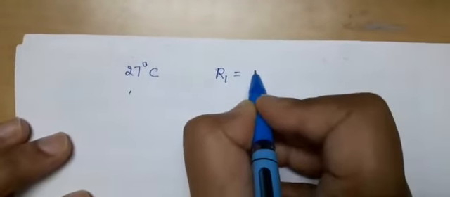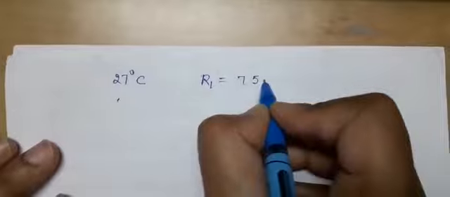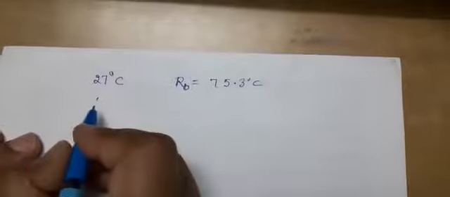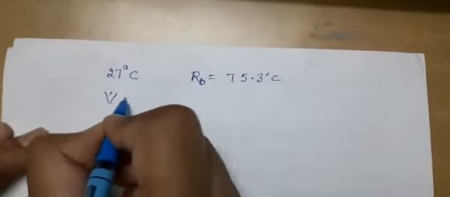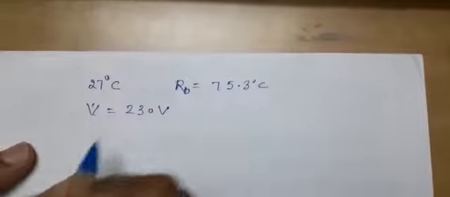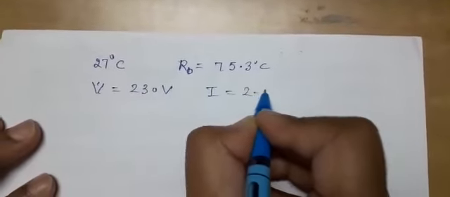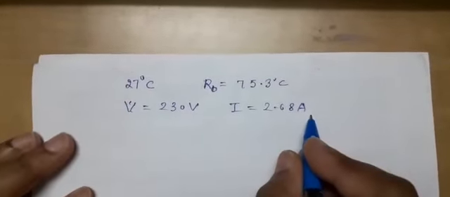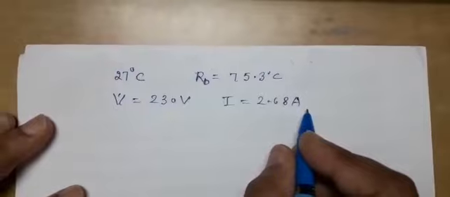Now see here, as the heating element is of nichrome wire, carrying a small current, the room temperature is given to be 27 degrees Celsius. And the resistance at this temperature, this is R1, comes out to be 75.3 ohm. We can take it as R0 because of the formula we are using. Now it is connected to a voltage source of 230 volt. Then a steady current starts flowing, that is 2.68 ampere. Now, what is the steady temperature of the element?